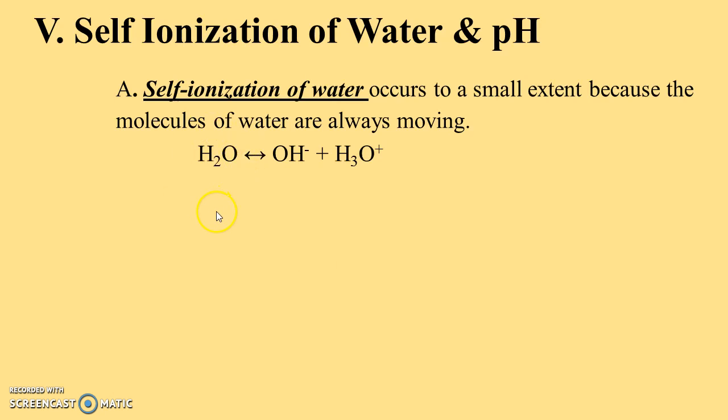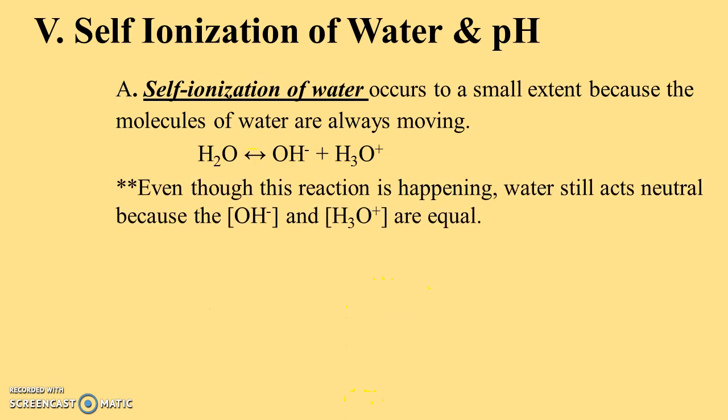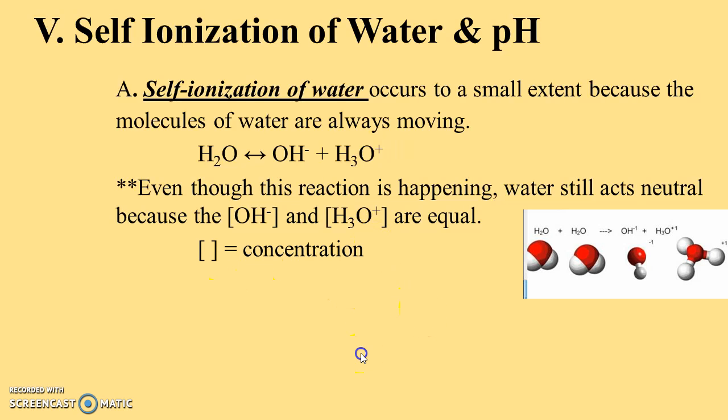So water molecules are bumping into each other when they're in liquid form. Some of them will give up that hydrogen and will end up with hydronium and some hydroxides to a small extent. And they can go back and forth. So even though this reaction is happening, water still acts as neutral because the concentration, that's what these brackets mean, concentration of hydroxide and the concentration of hydronium are equal. Okay, again, brackets mean concentration.